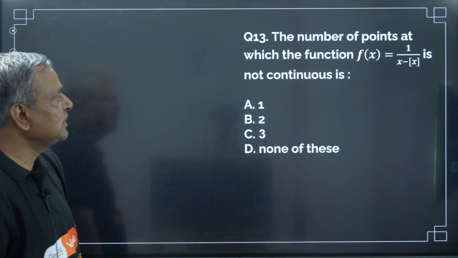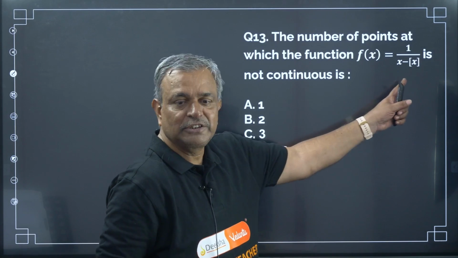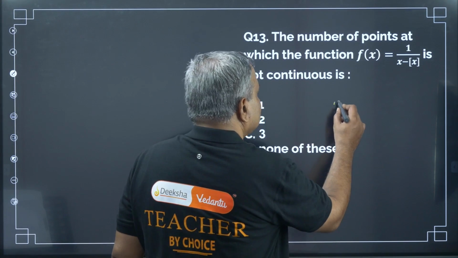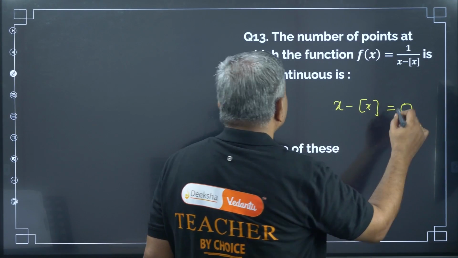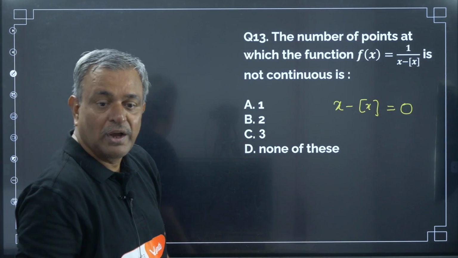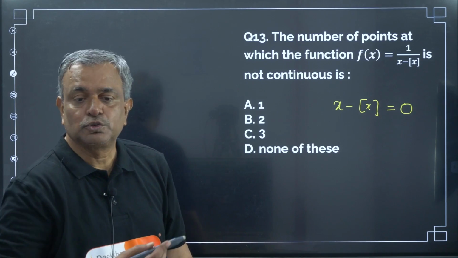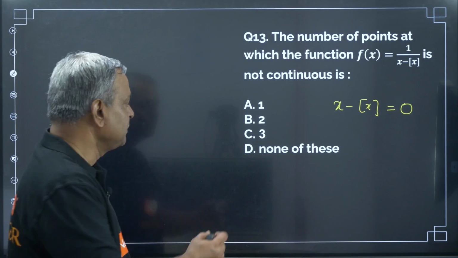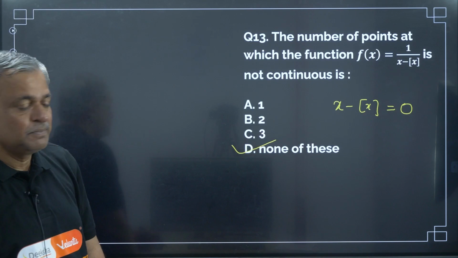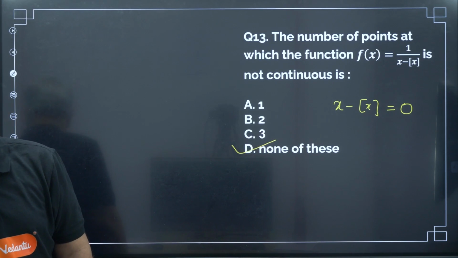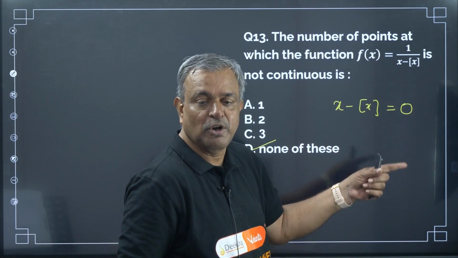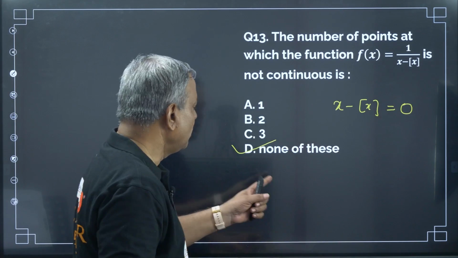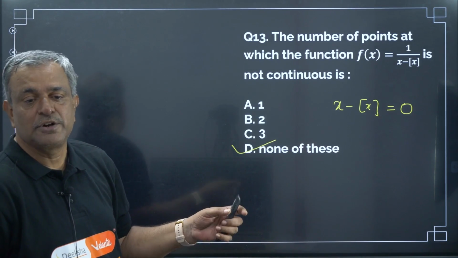So number of points where the function is not continuous. Where it is not continuous, it becomes 0. Where it is not continuous, x minus greatest integer of x becomes 0. So at every integer it will be 0. So infinite number of discontinuities will be there. Every integer, 2 minus 2, 0, 3 minus 3, 0, 4 minus 4, because greatest integer of 3 will be 3 only. So infinite number of discontinuities will be there.